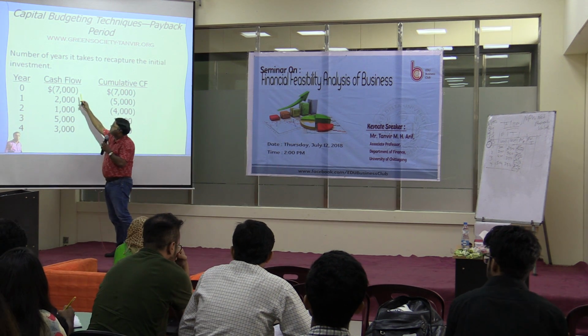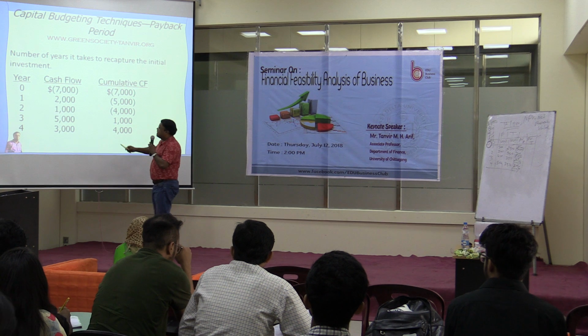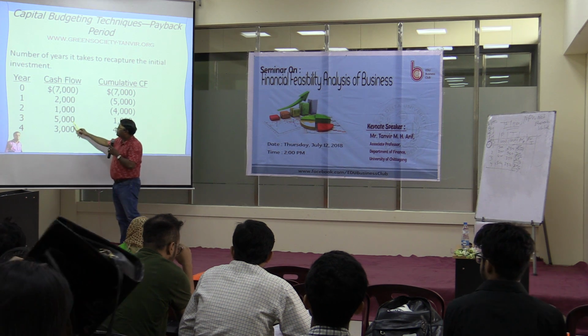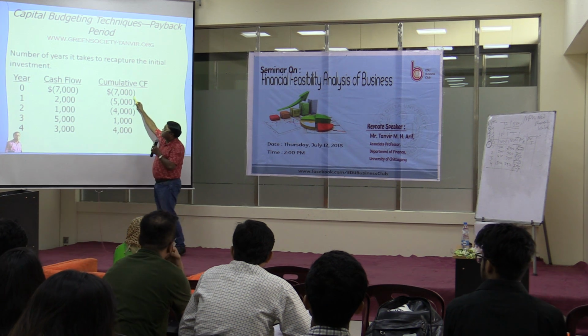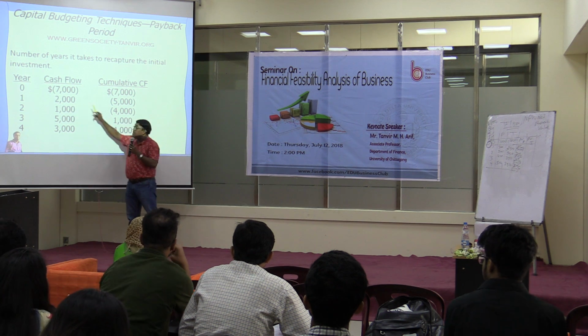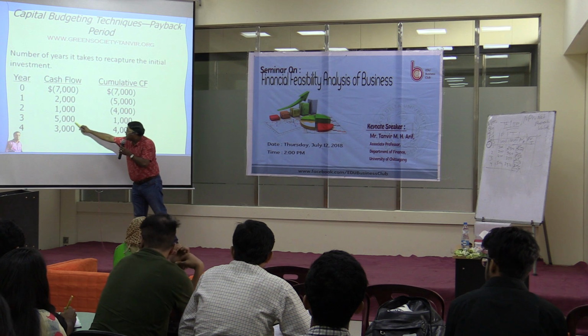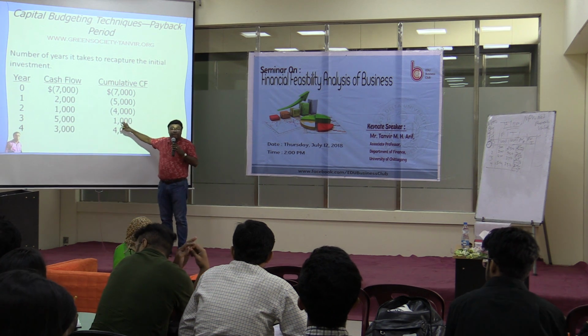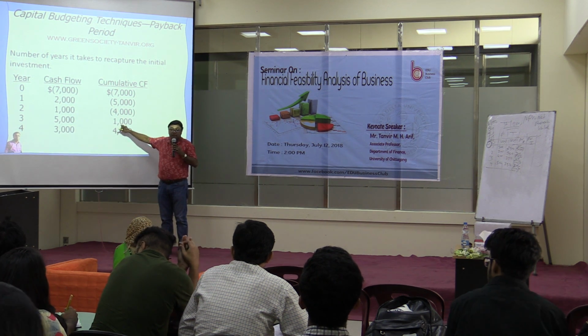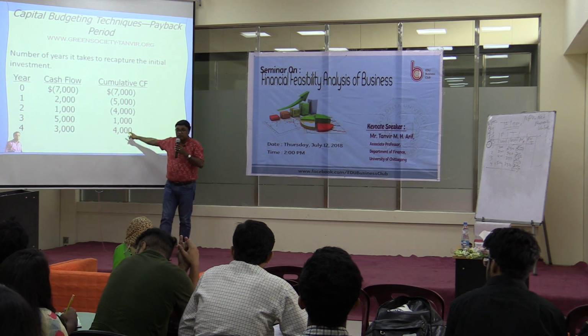You started a business with $7,000 and every year you are earning $2,000, $1,000, $5,000, and $3,000. You have already earned $2,000 in the first year, so $5,000 remains. Next year $1,000, so $4,000 remains. Next year $5,000, you have already covered it. So what will you do, payback period from here?